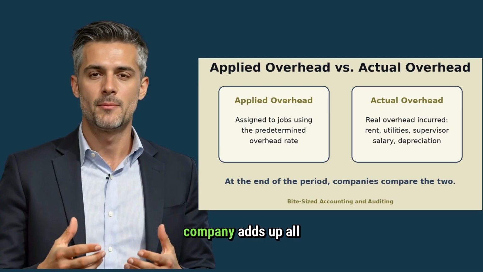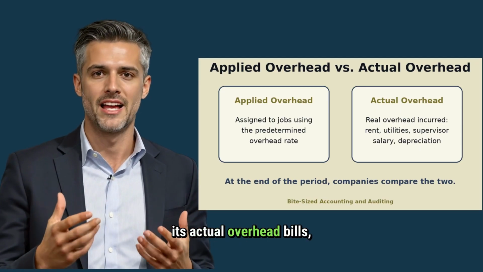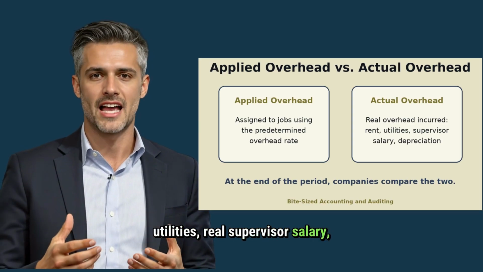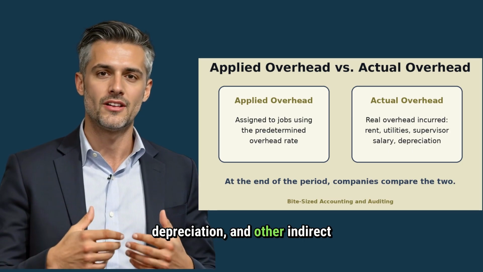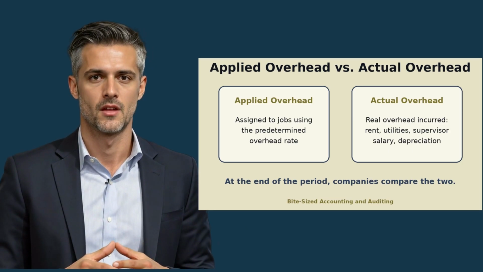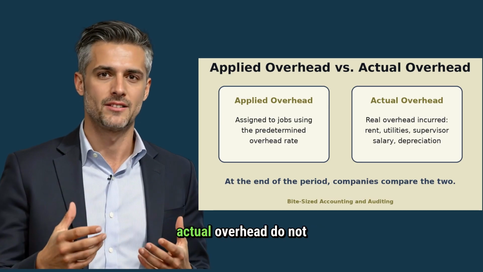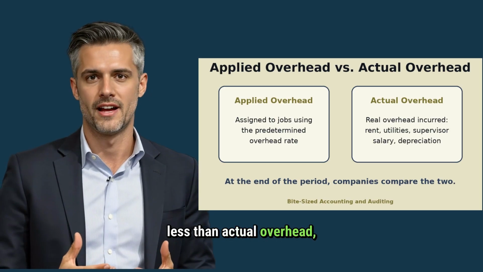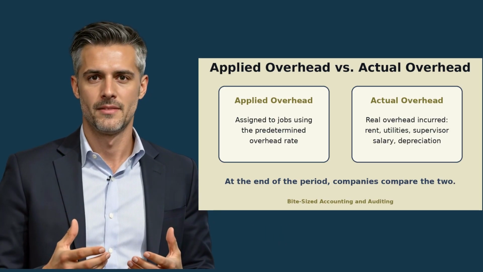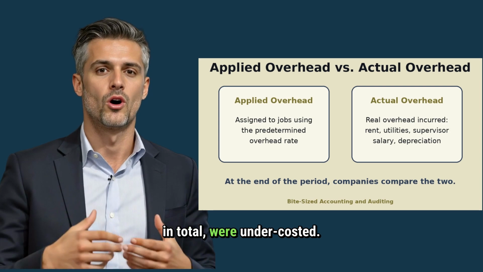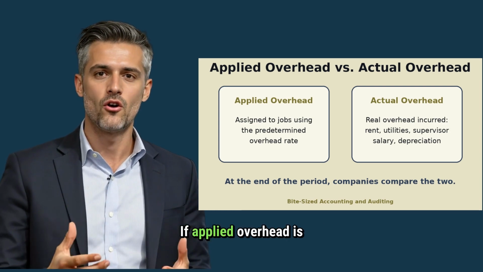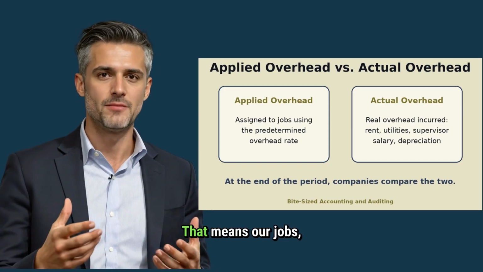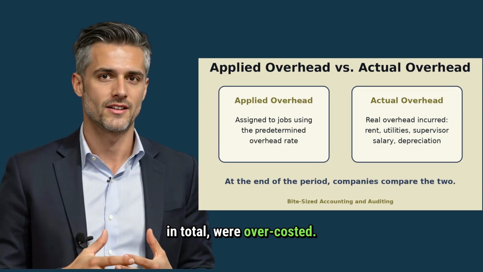But at the end of the year, the company adds up all its actual overhead bills, the real rent, real utilities, real supervisor salary, depreciation, and other indirect production costs. Often, applied overhead and actual overhead do not match. If applied overhead is less than actual overhead, overhead is underapplied. That means our jobs in total were undercosted. If applied overhead is more than actual overhead, overhead is overapplied. That means our jobs in total were overcosted.